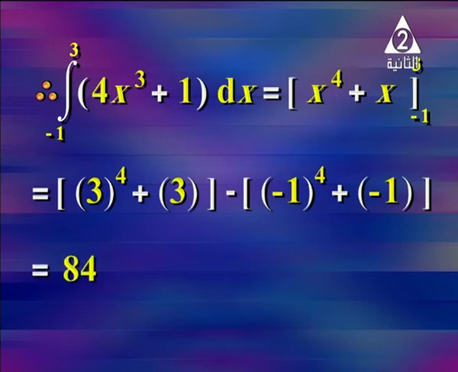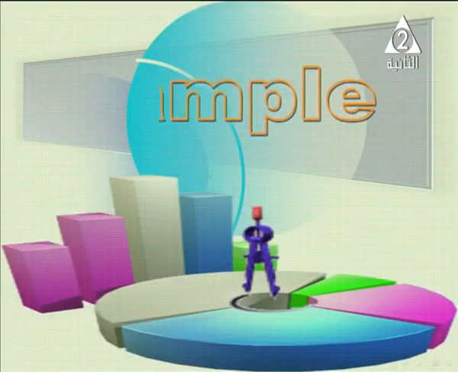The answer is 84. Dear student, at first we find the integration of the function f of x with respect to dx for 4x to the power 3 plus 1, which equals x to the power 4 plus x. After that we do the substitution and find the value.